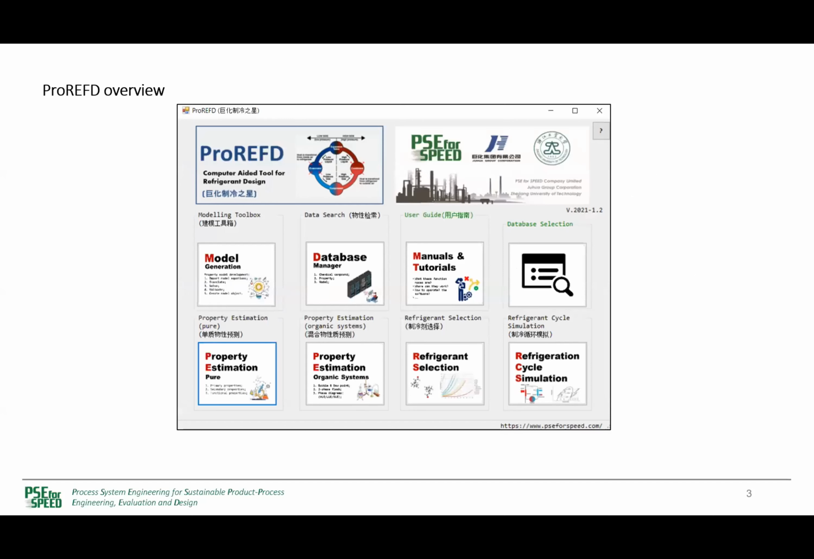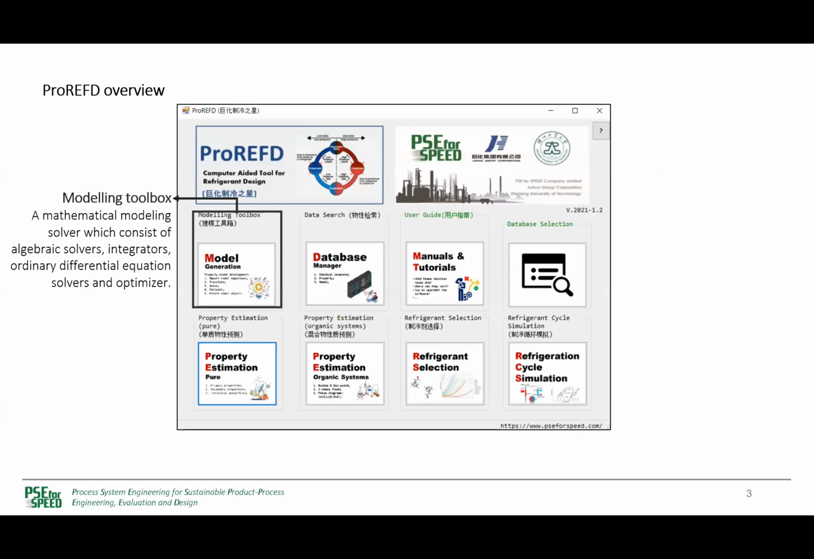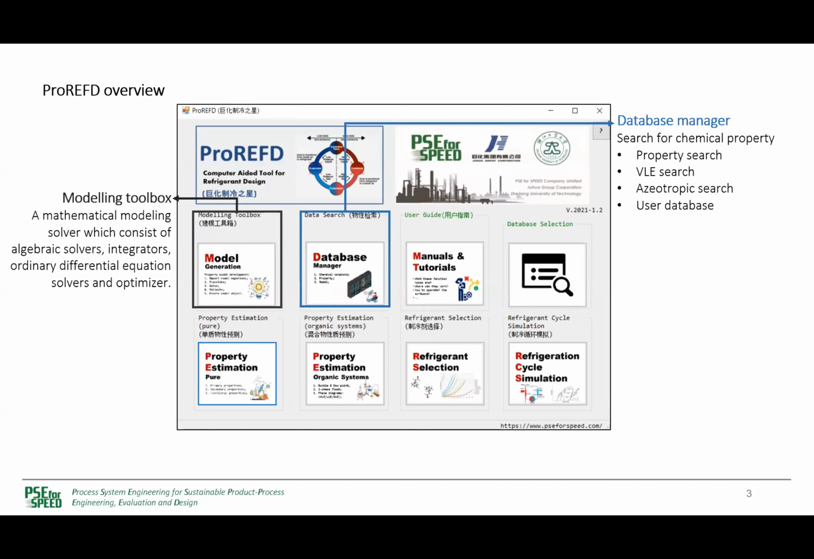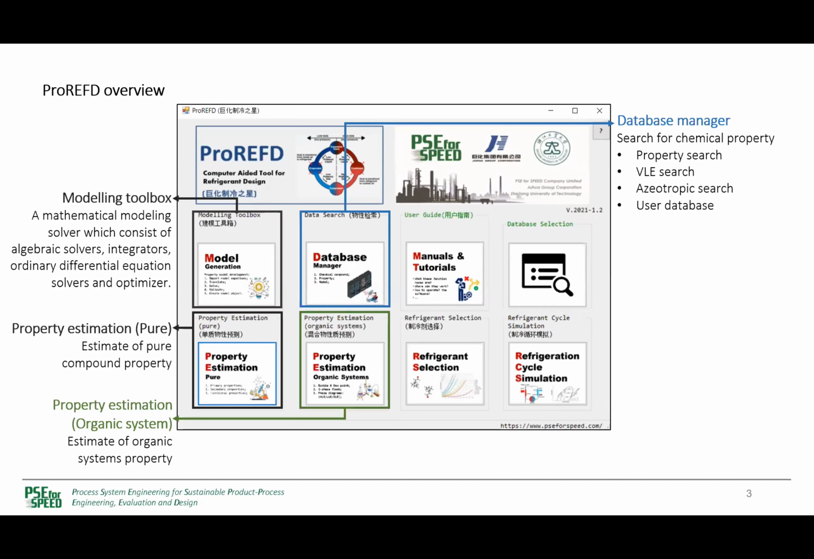ProREFD is the multifunctional toolbox containing 6 functions. The first one, modeling toolbox, is a tool for solving and evaluating the refrigerant model with data-based modeling technique. The second one, database manager, is the data source of pure property, including chemical property, VLE data, and azeotropic data. The third one, property estimation pure, is the estimation for pure compound property. Next is property estimation for organic system, which is the estimation for organic system property.